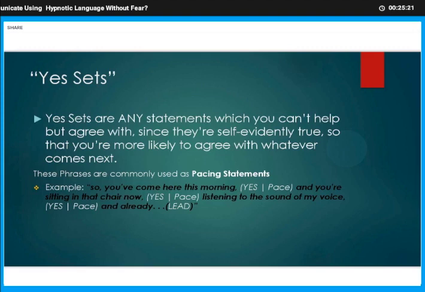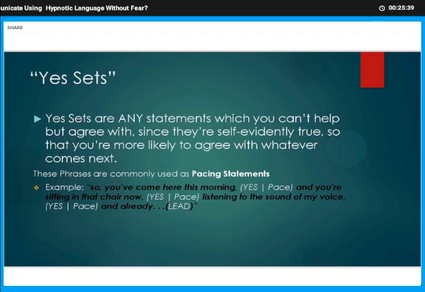And here's an example. So you've come here this morning. Yes, the brain automatically is replying yes. So you've come here this morning and you're sitting in that chair now. That's the second yes. That's a yes statement. Listening to the sound of my voice. Yes. And already you're now beginning to.